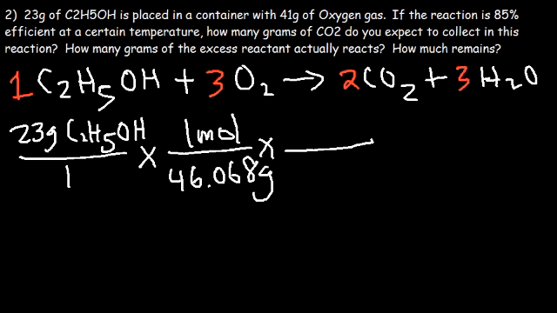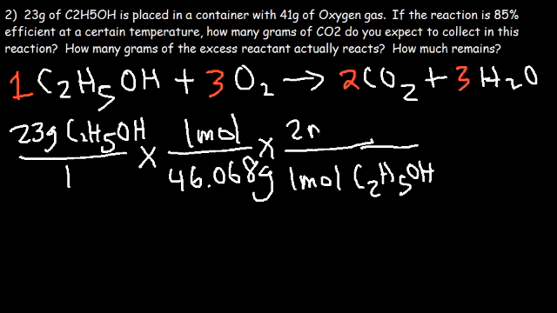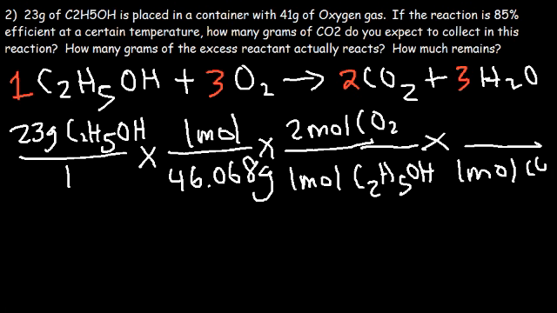Now the next thing we need to do is convert moles of ethanol into moles of the product CO2. And as we can see, it's a 1:2 ratio. So for every 1 mole of C2H5OH that reacts, 2 moles of CO2 are produced. And now at this point, we can convert this to get the grams of CO2. For every 1 mole of CO2, there are 44.01 grams. We have this molar mass from before. We calculated already. It's 12.01 plus 2 times 16.